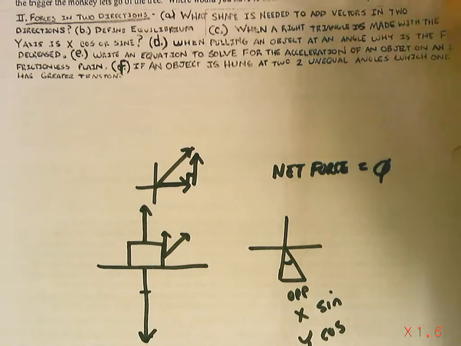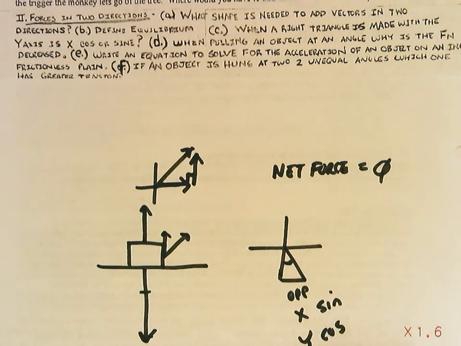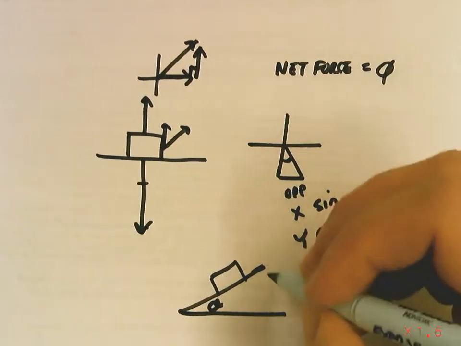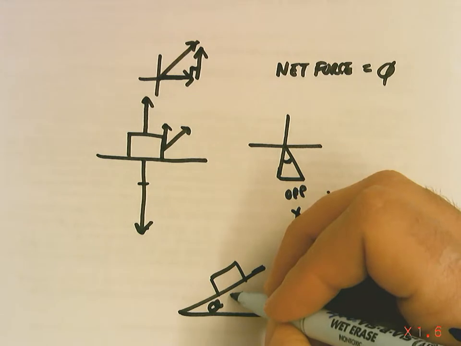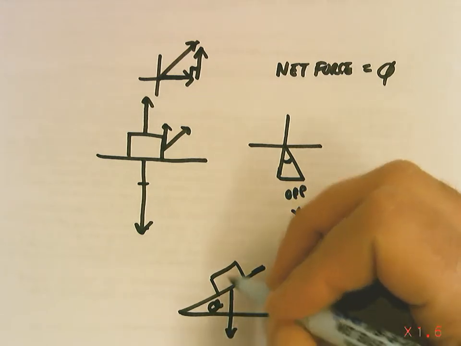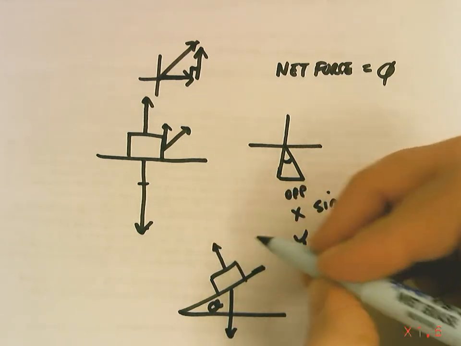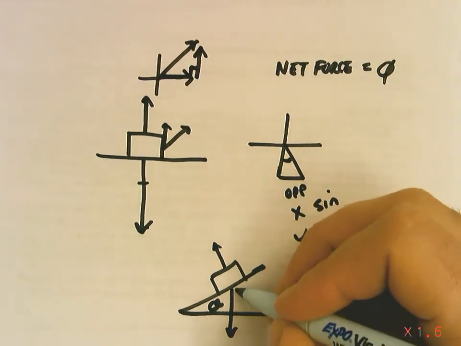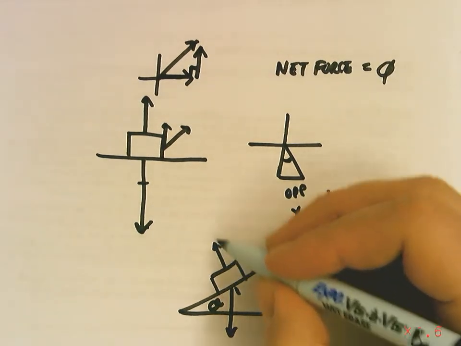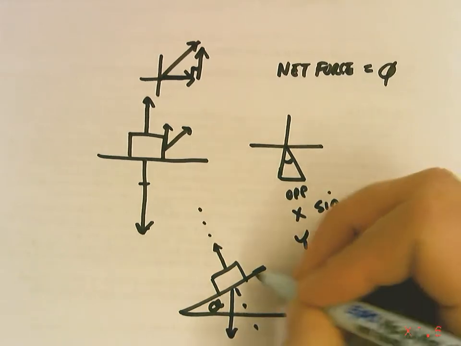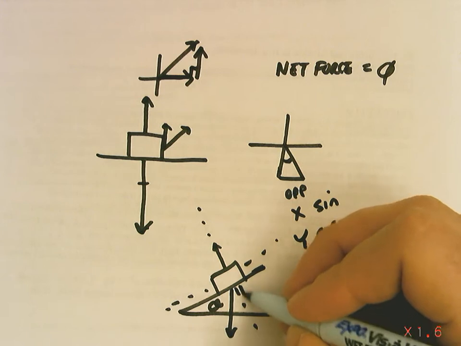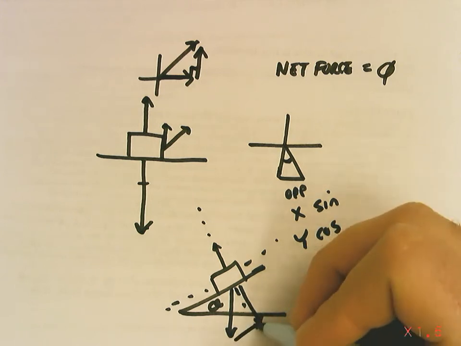Write an equation to solve for the acceleration of an object on an inclined frictionless plane. If we have a 0 friction plane, if we look at our forces, we'd have Fmg down, a reduced Fn up. Then this weight would have 2 components. If we turn our coordinate system so the acceleration lines up with the inclined plane, I would have a y component and an x component.